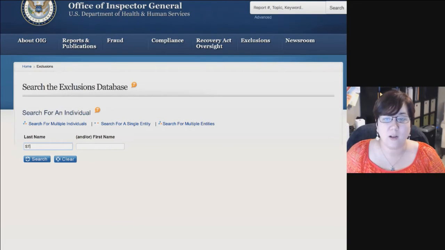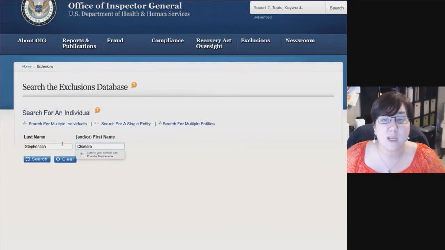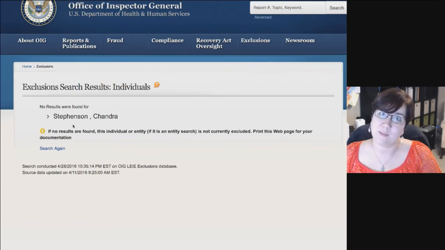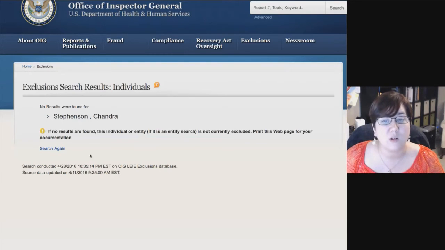But let's go ahead and I'll use myself as an example. You come out here and you can put in first name and last name, and you simply hit the search button. Good news. I'm not excluded. I'd have been really upset if I had found out I was excluded, right? And it gives you, here's when the search was conducted, so that you can put this in your records to show that you've been doing your due diligence and looking these up.